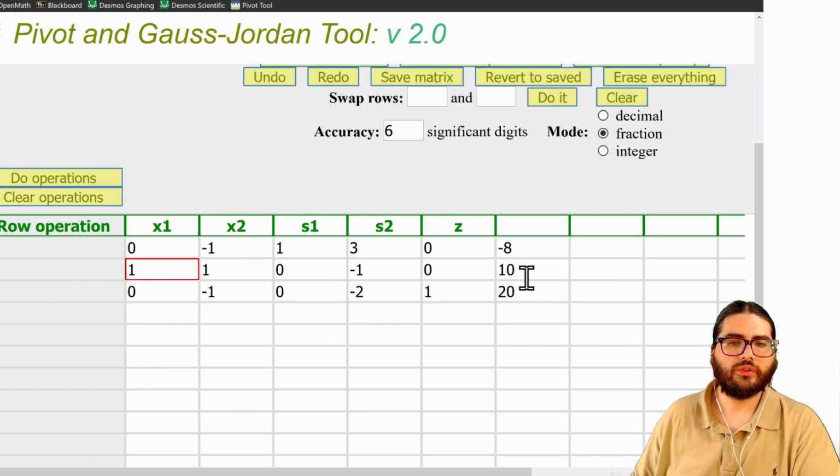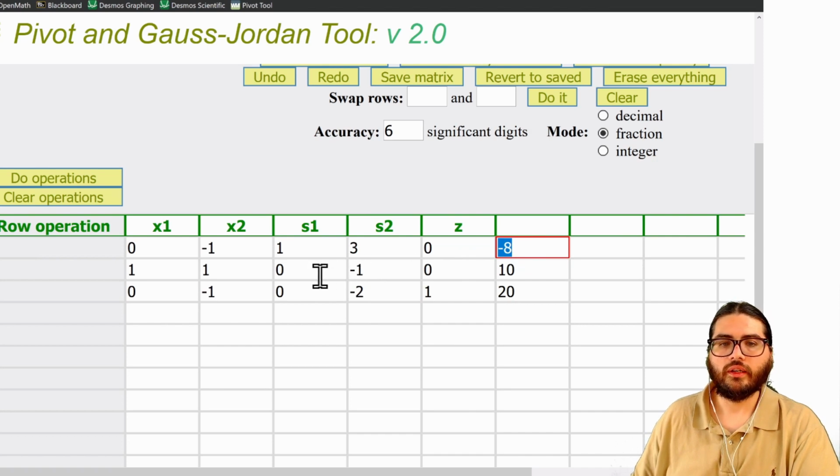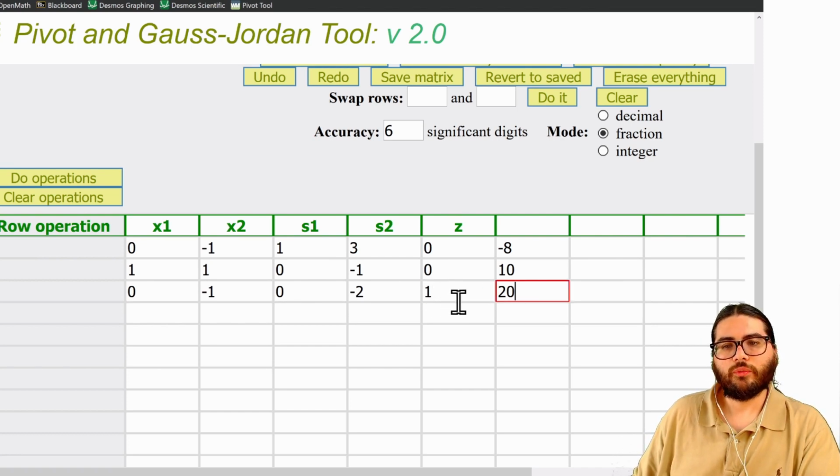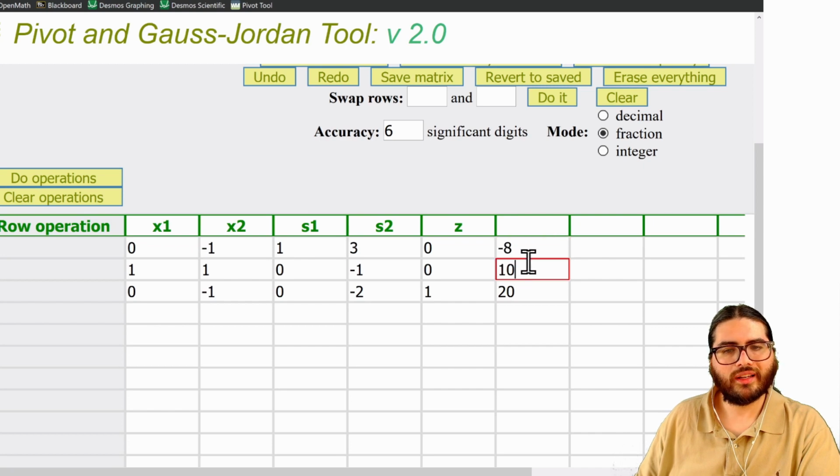x1 equals 10, fine. x2 equals 0. s1 equals negative 8. Still not a feasible solution. All right, and we'll keep going. s2 is equal to 0. Z is equal to 20. Okay. So I've increased my Z a little bit, but I'm still not feasible. Remember, I need all of these numbers to be positive before I can declare my solution to be feasible.